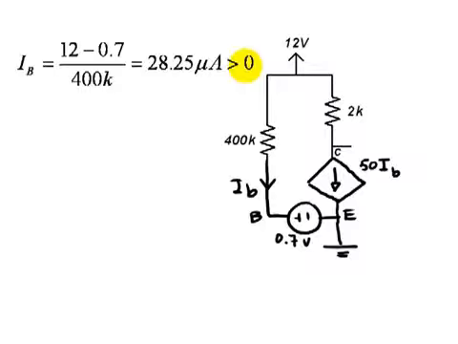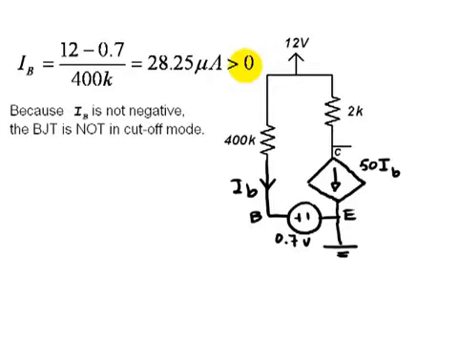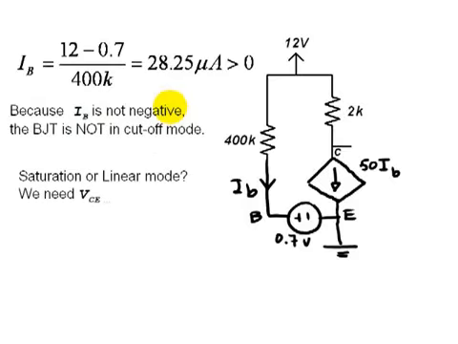What does it signify? That the BJT is not in cutoff mode. At least we know that, because the current in the base is not negative. But that leaves one open question to answer. Is it in saturation or in linear mode?